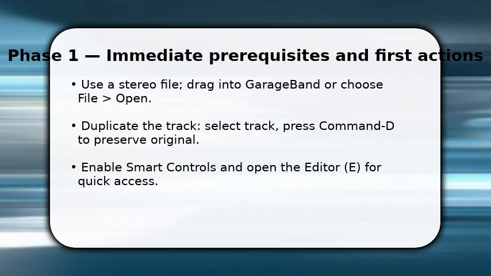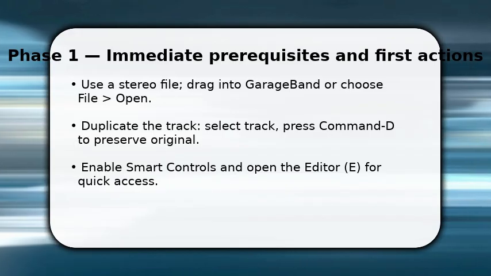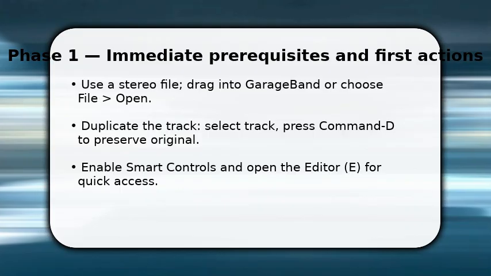You'll work on the duplicate because you'll invert phase and apply filters that can irreversibly change audio. So, press Command-D to duplicate, select the duplicate, and get ready to isolate center information, where most vocals live.